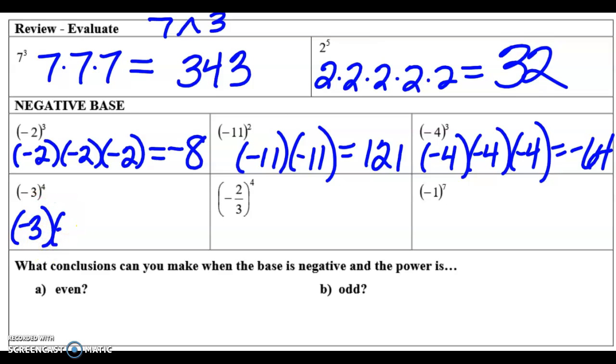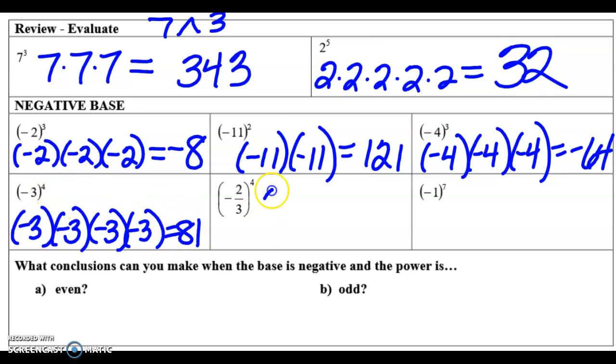Now, when I do -3 times -3, I get 9. And when I did -3 times -3, I get another 9, and 9 times 9 is 81. Or use your calculator, and a negative 4 times in a row will make a positive.